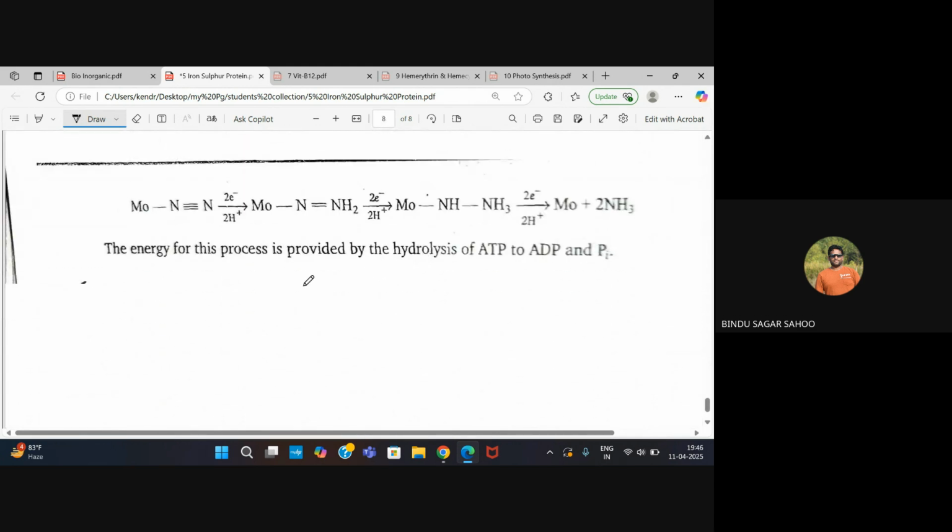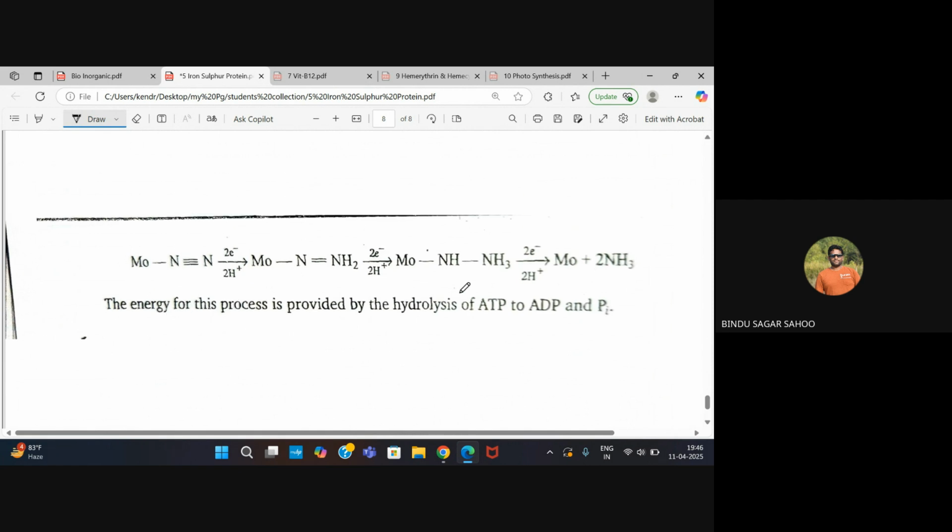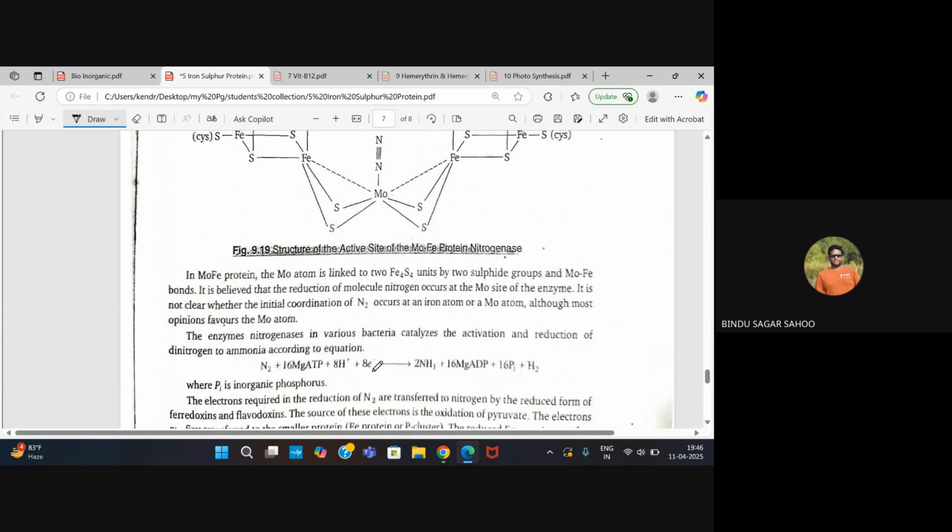You see here, in the first step, this is a probable mechanism. In the first step, there is addition of 2 electrons and 2 hydrogens, and it gets converted to N double bond NH2. Further, there is addition of 2 electrons and 2 hydrogens, and it gets converted like that. And further, there is addition of 2 electrons and 2 hydrogens, and there is removal of 2 ammonia gas molecules from molybdenum. So throughout the process, there is a total addition of 8 protons and 8 electrons.